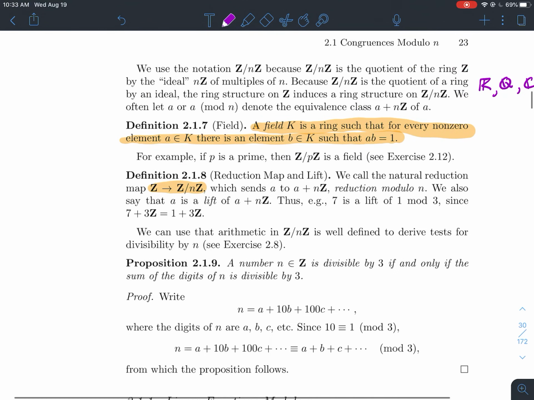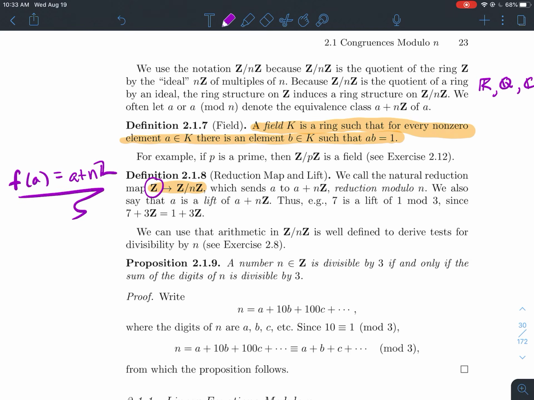So the point is, you've got some kind of a map that tells you that when you plug in an integer, f of a, it should spit out the equivalence class of a, which again we're just denoting by a plus nZ. So that's called the reduction map. You plug in an integer, it spits out a reduced mod n, and that's what this says in an equation. And we can also go backwards. If you've got an equivalence class, we have what's called a lift, and the lift is just that representative. So how you should read this then: a is a lift of this equivalence class, a plus nZ.